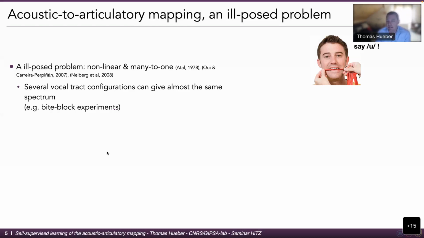If you want to produce this vowel U, it depends, of course, on the language. At least for French, we have a nice protrusion of the lips if we want to say OU. But now, if I ask you to say the same OU with a pen in your mouth, you will be able automatically to find another vocal tract configuration. I prevent you from protruding your lips, so automatically your tongue will move backward, and you will be able to find another way to produce an OU. So it means that we have a many-to-one relation between gesture on one hand and sound on the other hand.